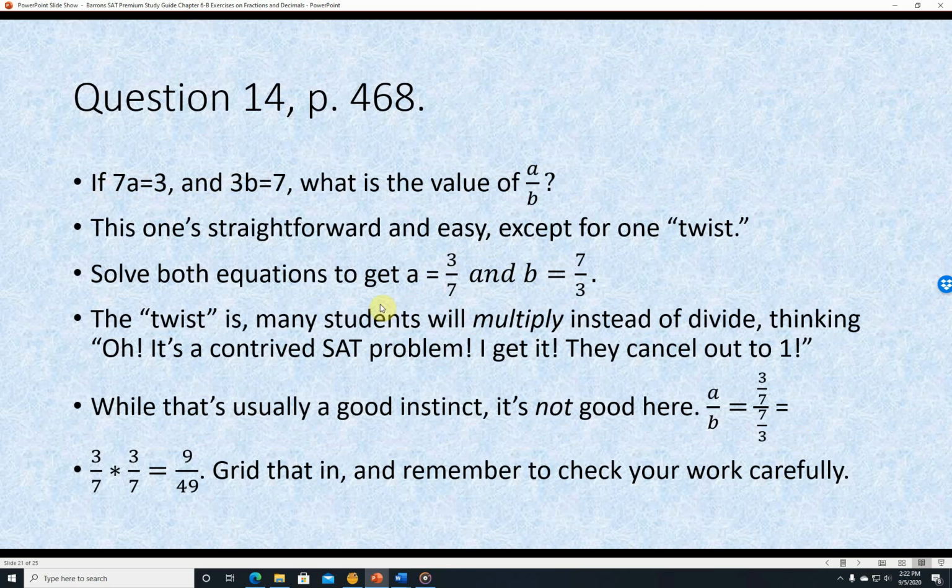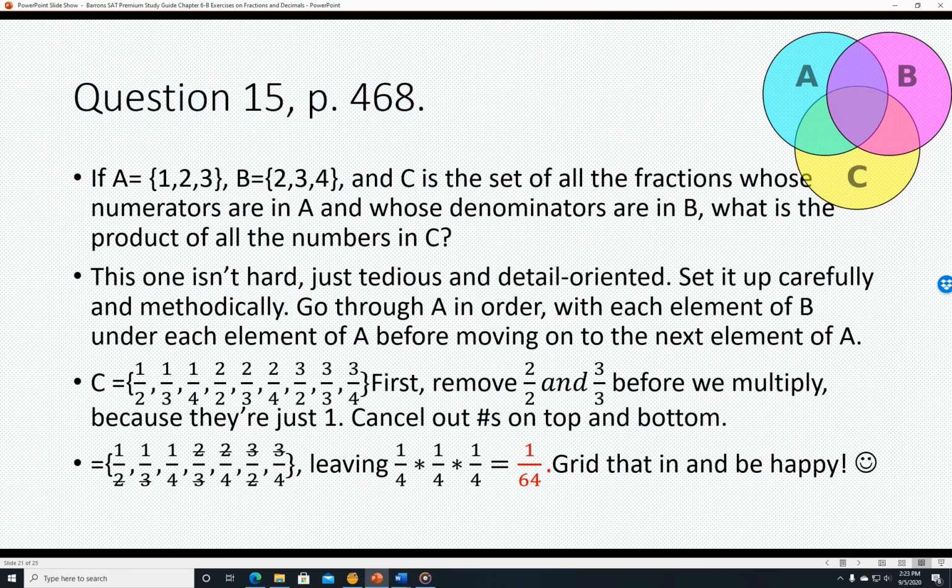So the twist is many students will multiply instead of divide. You're going to think, oh, it's a contrived SAT problem, I get it, the 3/7 and the 7/3, you just multiply them and they cancel out to 1. Oh, those tricky people. They're a little trickier than you thought, because while that's usually a good instinct, it's not good here because you're dividing. So a over b is 3/7 over 7/3. And of course, when you divide by 7/3, it's the same as multiplying by 3/7. So you get 3/7 times 3/7, which is equal to 9 over 49. Grid that in and remember to check your work carefully.